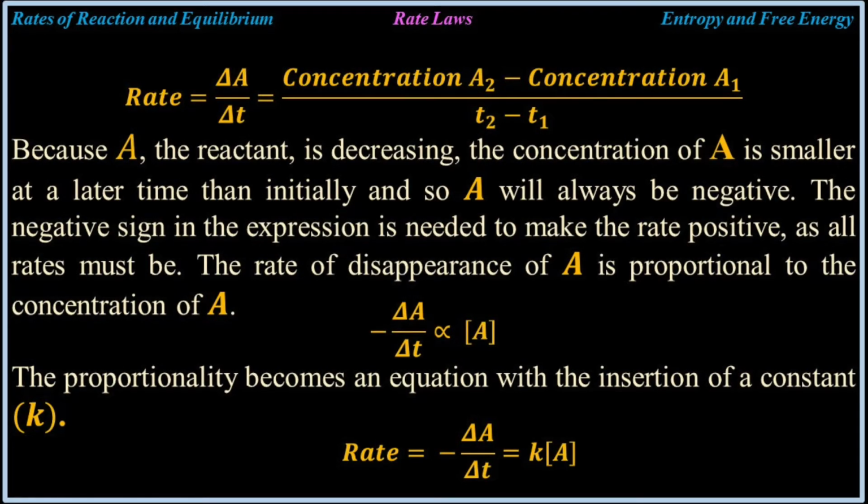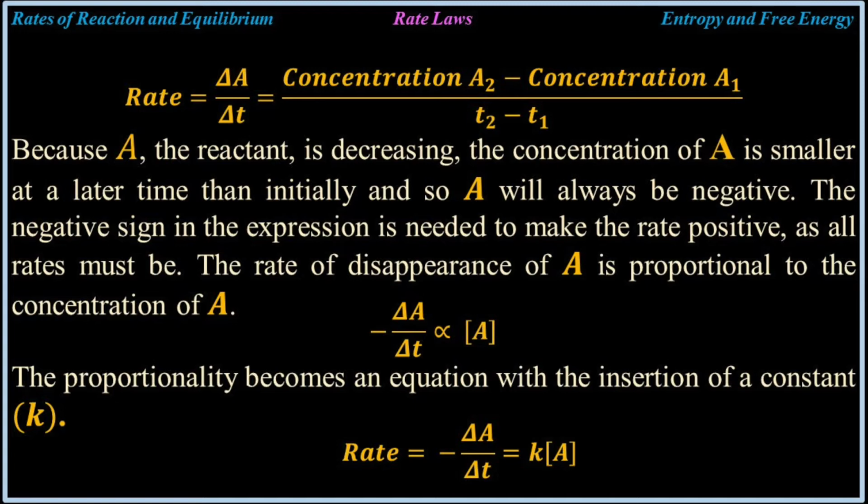Rate equals delta A over delta T, or the concentration A2 minus concentration of A1 over T2 minus T1. Because A, the reactant, is decreasing, the concentration of A is smaller at a later time than initially, and so delta A will always be negative. The negative sign in the expression is needed to make the rate positive, as all rates must be. The rate of disappearance of A is proportional to the concentration of A.